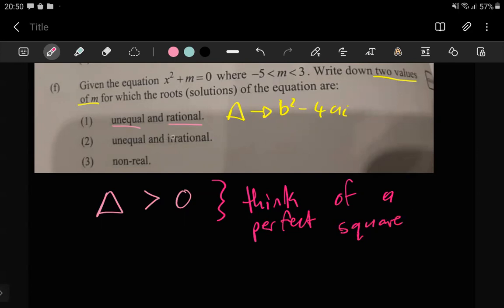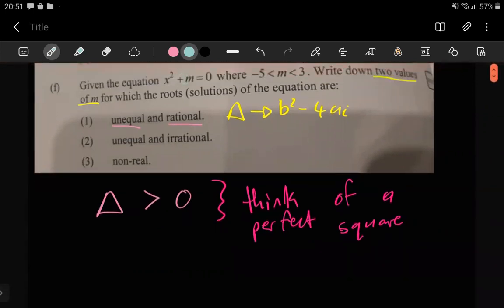So what we have here, the fortunate thing is, given this equation where m is between this and that, write down the two values for which the roots are as required. The only issue is between -5 and 3, you obviously have quite a lot of numbers. The problem now is we would not only want to be thinking of the integers like your -4s and your -3s and your 1s, 2s and 0s. That's why for this question we need to go through the whole process.